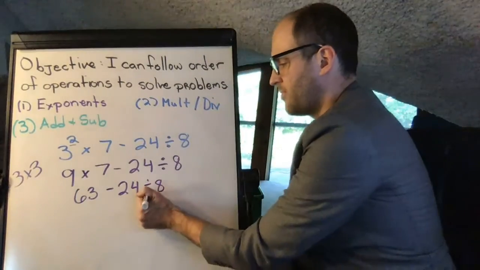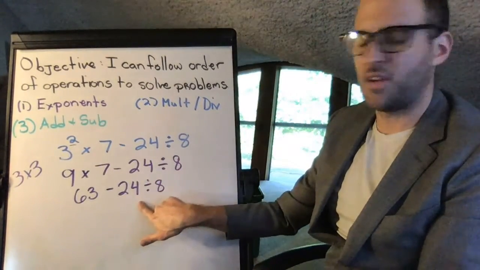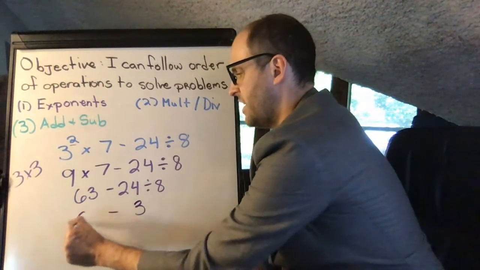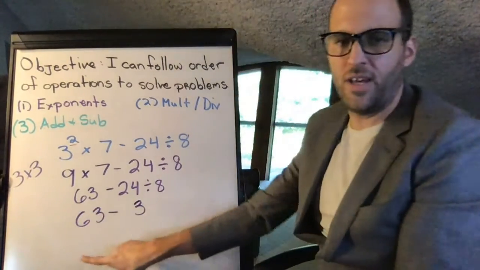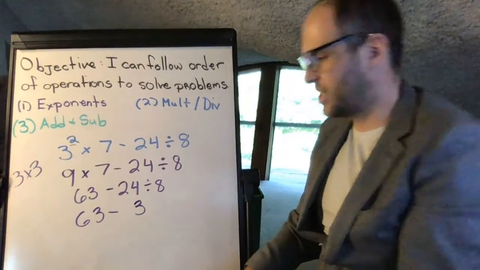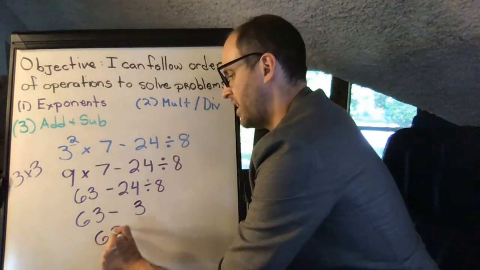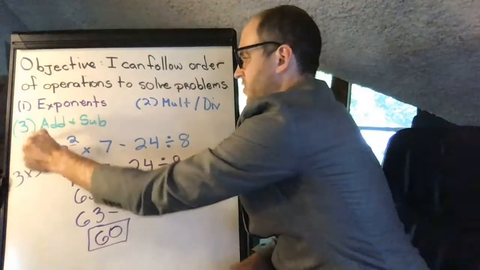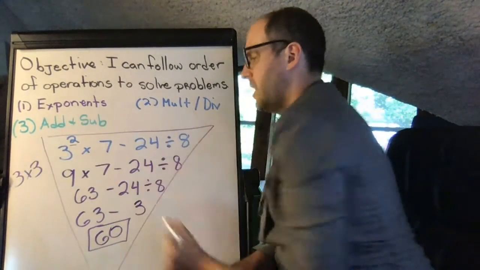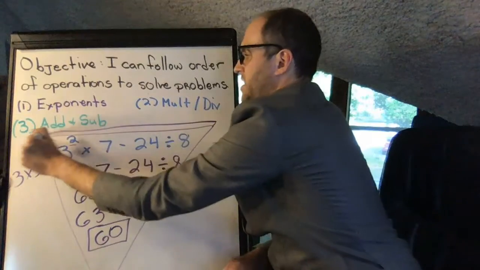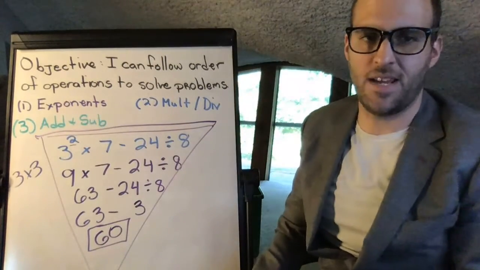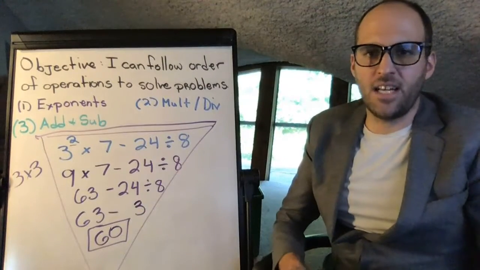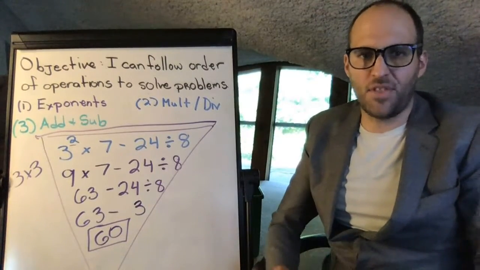I now have a division problem and a subtraction, so obviously I do the division first. 24 divided by 8 is 3. I bring down that 63, and then hopefully our subtraction experts in there can see that 63 minus 3 is 60. And then again, once you've done this, you can see you've got your triangle, and if you want to make a pizza, you can add another piece of crust there if you want, just to make yourself look pretty.